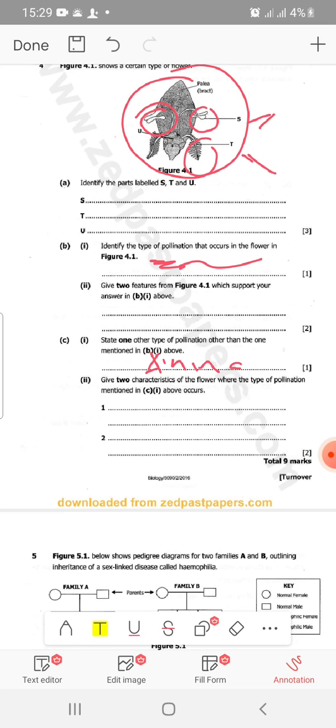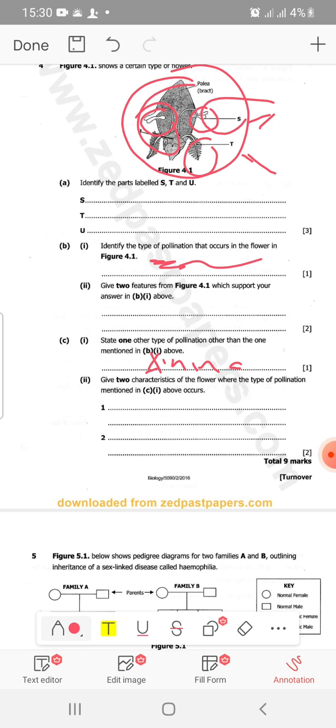So those are the characteristics of animal pollinated flowers. Apart from that, the anthers and the stigma are found inside the flower. They are not found outside like the ones we saw here. They are found inside the flower. They also produce very sticky pollen grains. They have small anthers and small stigma. There are a lot of characteristics of animal pollinated flowers. You just have to pick from the ones I have mentioned and put them here.